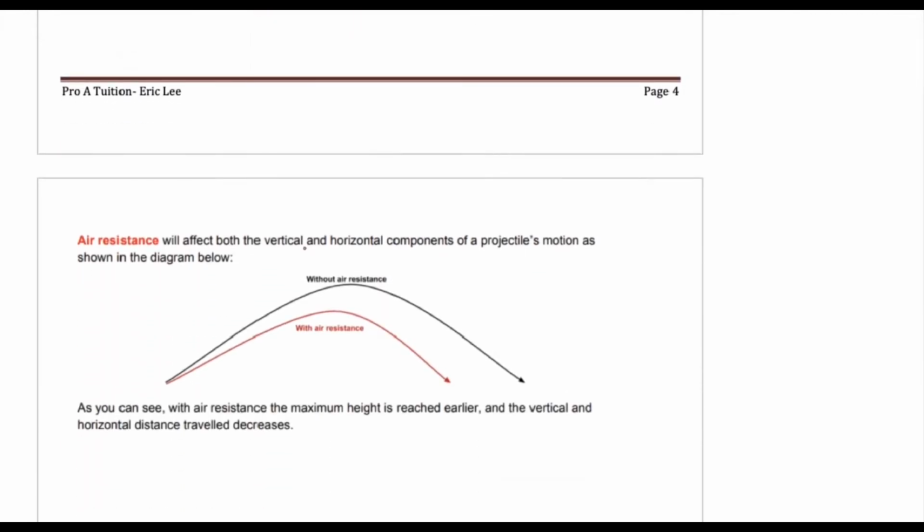Air resistance will affect both the vertical and horizontal components of projectile motion. This one we also discussed in projectile motion. So without air resistance, the projectile seems to be able to go higher and further. With air resistance, it doesn't go that high and it doesn't go that far. As you can see, with air resistance, the maximum height is reached earlier, and the vertical and horizontal distance traveled decreases. So that is the effect of air resistance.